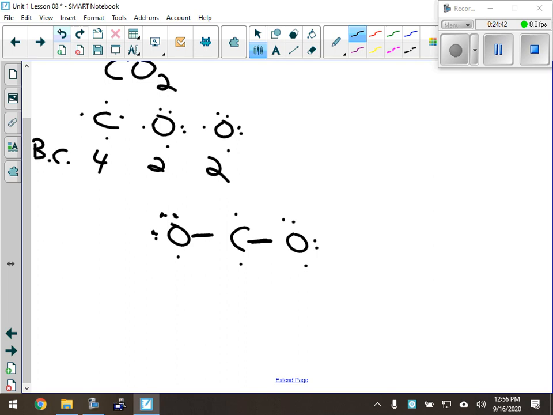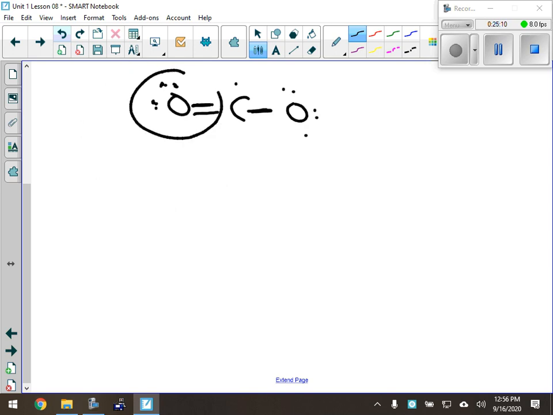Luckily for us, there are 2 electrons right here, 1, 2, so we can pair those 2 electrons up. We combine these two together, only we're going to erase that and put it there. And that's called a double covalent bond. Now, this oxygen does in fact have 8: 1, 2, 3, 4, 5, 6, 7, 8. So that oxygen's good.